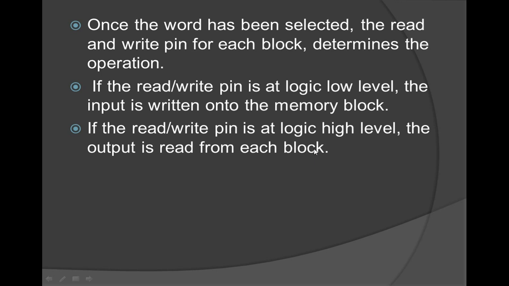Next, once the word has been selected, the read and write pin for each block determines the operation. Once the decoder is selected and the enable pin is set, the word is given to that particular logic gate, and the read or write pin is enabled. If you need to write data, the word gets written. If you need to read data, the word gets read by the logic gate, depending upon the operation.